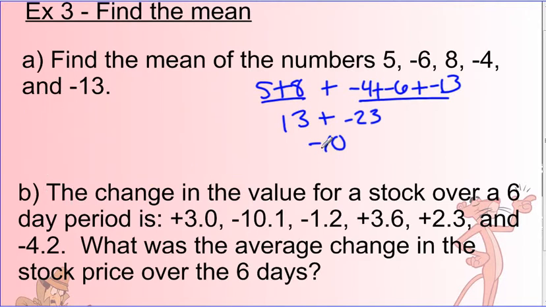Okay, so to find the mean, you add up all of the numbers. We got negative 10. Then you take that answer and divide by the number of numbers. There were 1, 2, 3, 4, 5 of them. So negative 10 divided by 5 is a negative 2. The signs are different, the answer is negative. 10 divided by 5 is 2. And we're done.